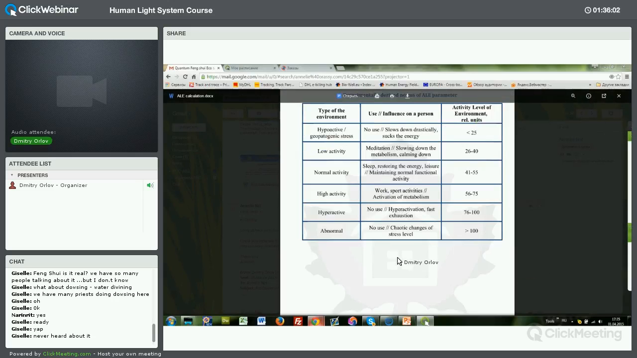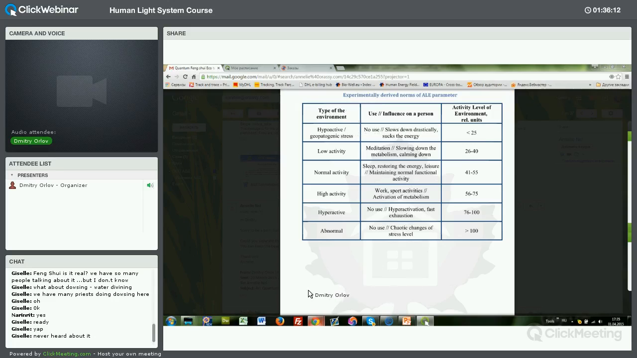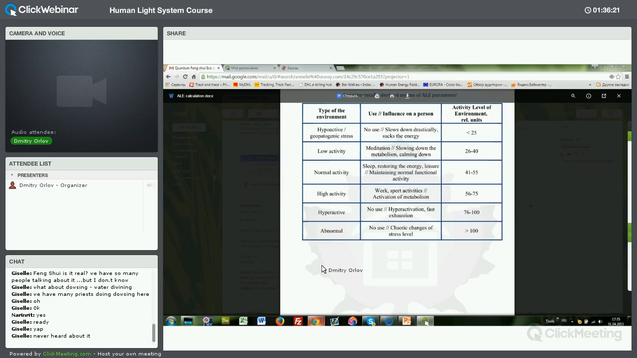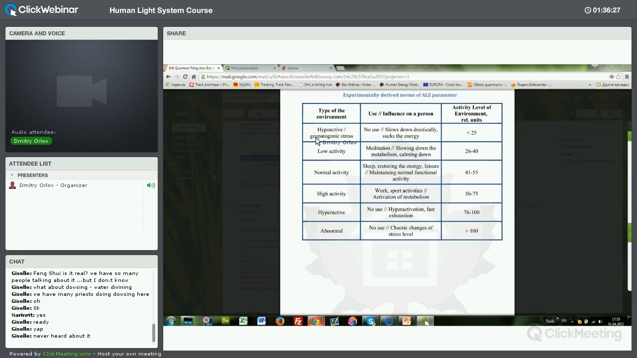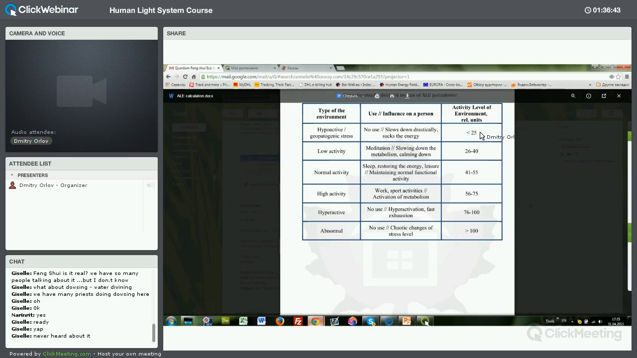So here is the result of this work. This table contains norms that are experimentally derived for the activity level of environment parameters. I have defined 6 types of environments. Number 1 is hypoactive, geopathogenic stress. Then the next column is the use: how can you use such spaces, and what kind of influence they give on a person. And here is the number that you will get if you calculate the activity level of an environment according to the formulas that I've derived.